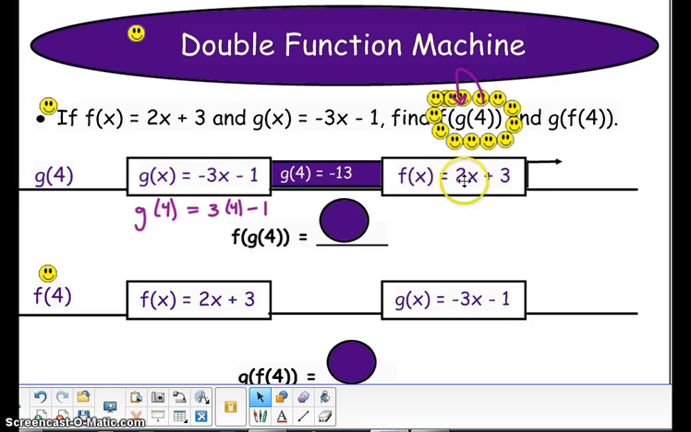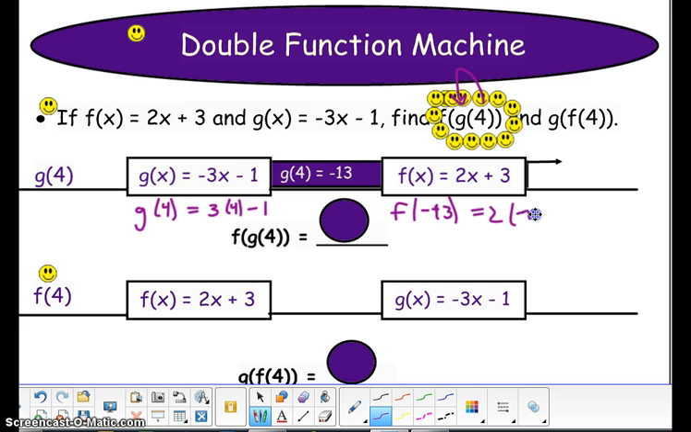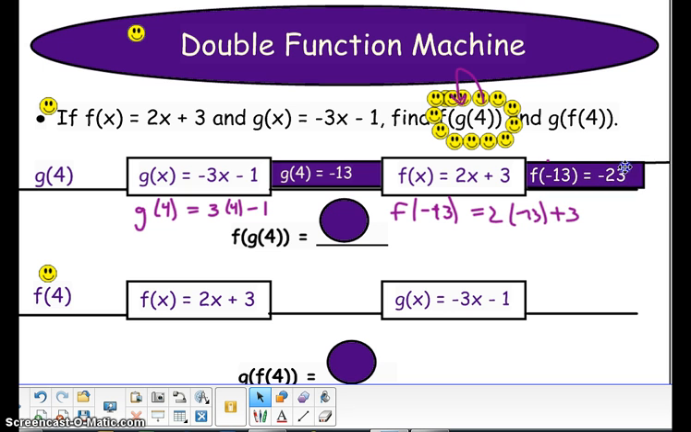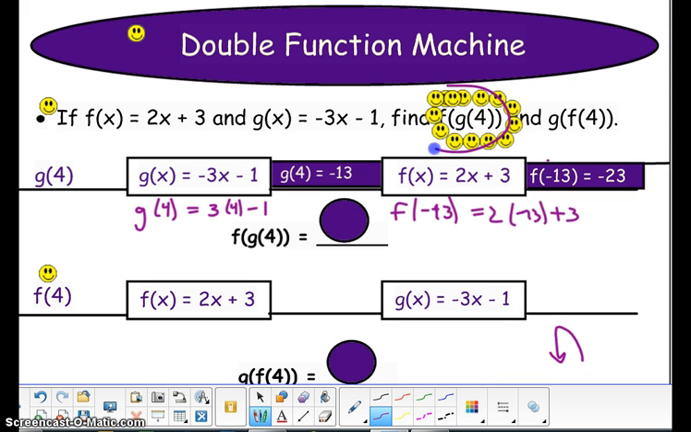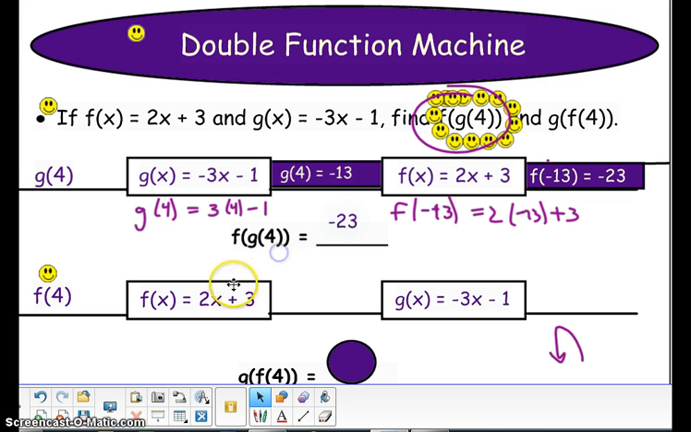Now we're going to take it to the f function, which is what we're going to plug in, which would be f of negative 13 equals 2 times negative 13 plus 3. When you find that result, again only on the right side, you're going to slide this over, and voila, you get negative 23. So the answer to this first one, the first one that we were trying to find, is negative 23. So we would write it in this way.